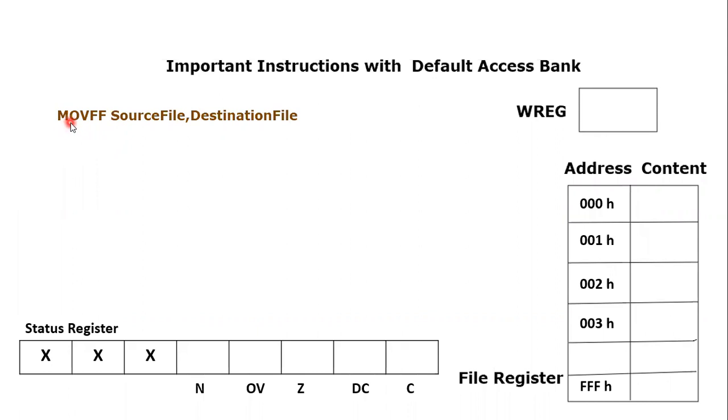So we are going to move certain information from one file to another file, and the format says, first of all, you need to mention the source file and then a comma and then the destination file. So data will be moved from the source file to another file.